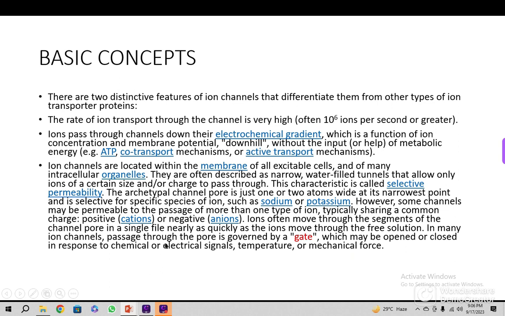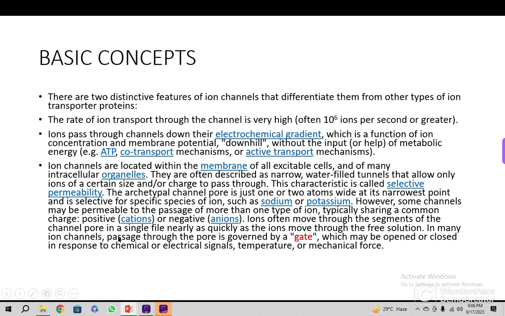The archetypal channel pore is just one or two atoms wide at its narrowest point and is selective for a specific species of ion such as sodium or potassium, as I have already said. However, some channels may be permeable to more than one type of ion, sharing a common charge, that is positive cations or negative. Two may be possible. Sodium and potassium, for example, often move through the segments of the channel pore in single file nearly as quickly as the ions move through free solution.